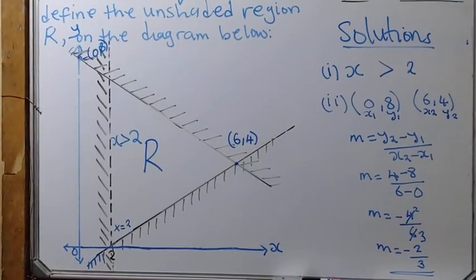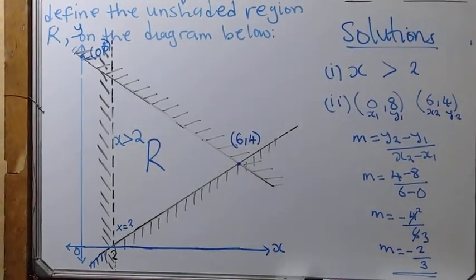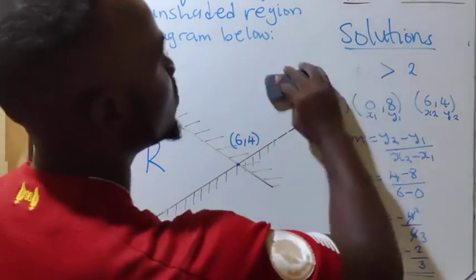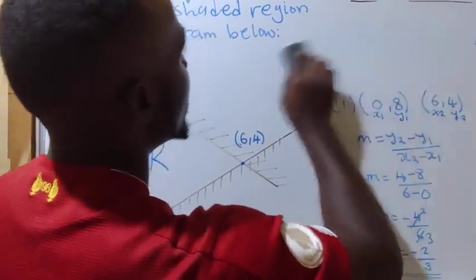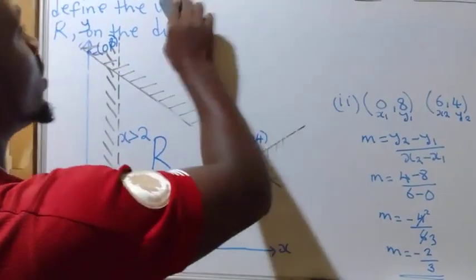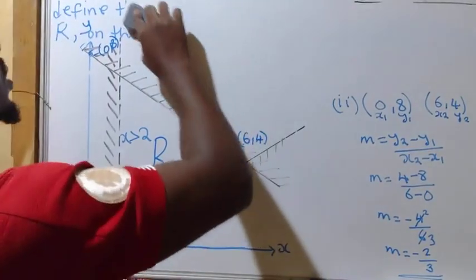Upon finding our gradient, it becomes very easy for us to find the equation of the straight line. So what we do, I'll rub this part so that you can see what you are doing.